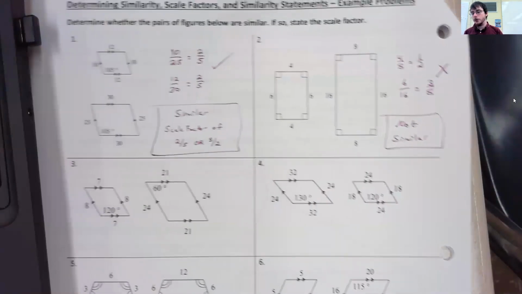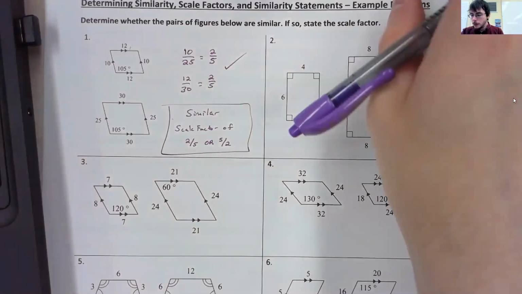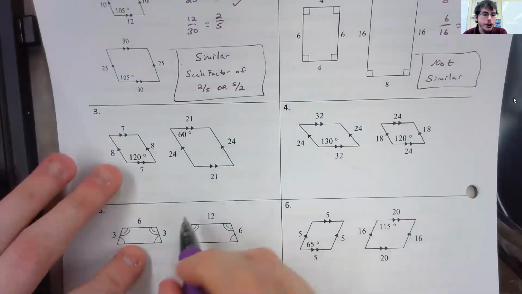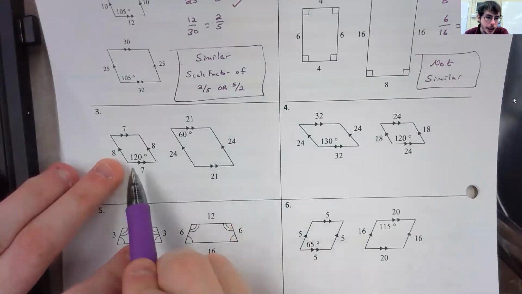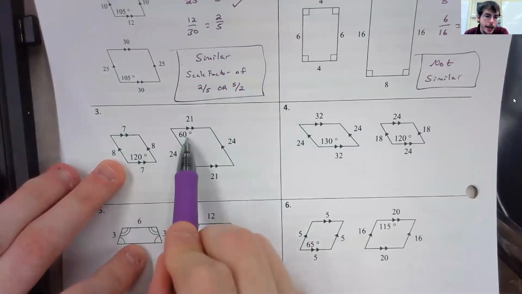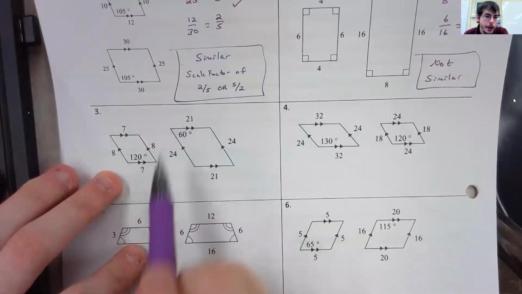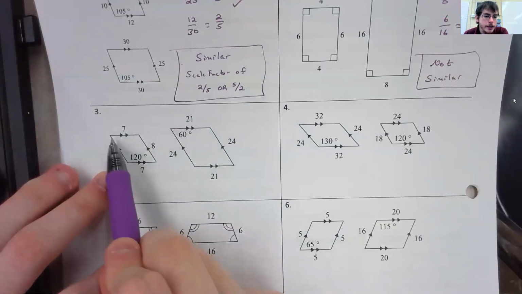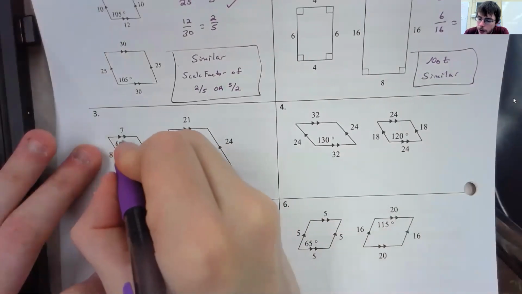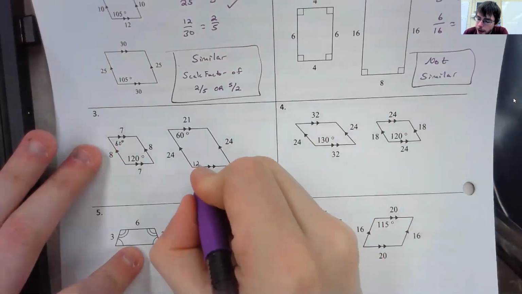Then let's look at number 3. Number 3, we see two different angle measures, but you'll notice that they are on different angles. One is here in the obtuse area and one is in the acute area. If you take this angle, you know that this one would have to be 60 degrees as well because they are same side interior, same thing here.